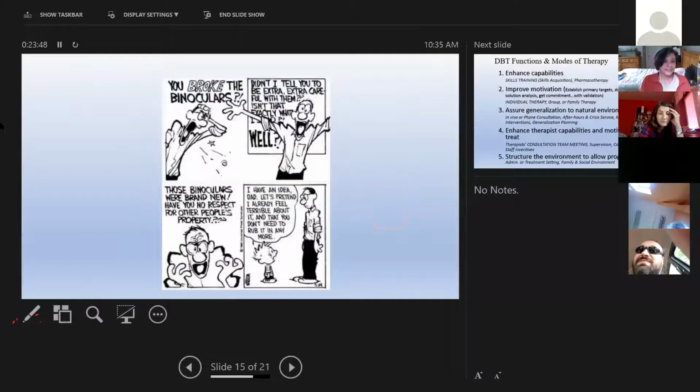So as this cartoon is saying, you've got this father saying, you broke the binoculars. Didn't I tell you to be extra, extra careful with them? Isn't that exactly what I said? Well, those binoculars were brand new. Have you no respect for other people's property? And the little boy says, I have an idea, Dad. Let's pretend I already feel terrible about it and that you don't need to rub it in anymore. Right? And this is the situation that we find many of our families are struggling with.